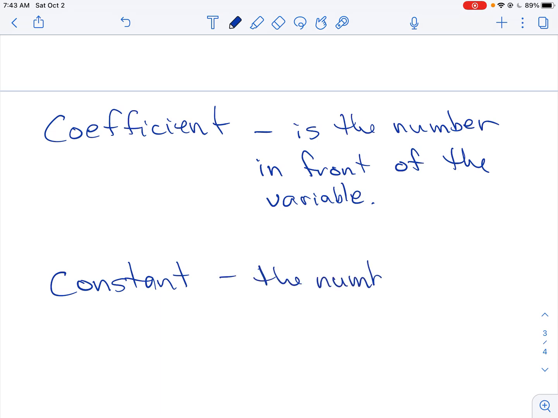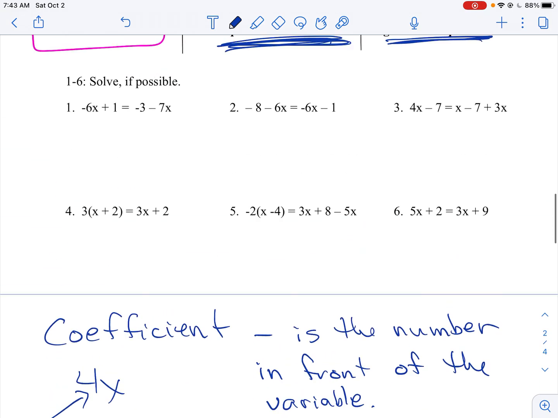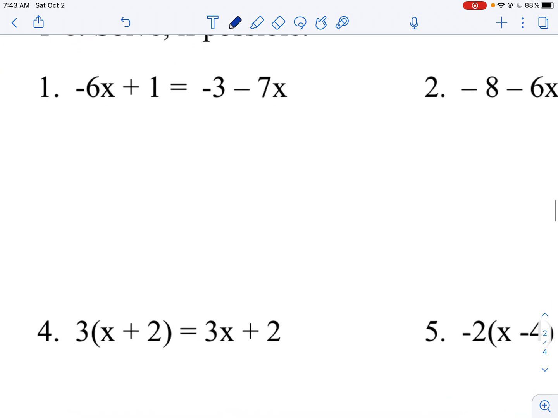the number without the variable. So coefficient, if I had 4x, the 4 is my coefficient. If I have a constant, the constant just stands alone. It's just a regular number. Okay, so let's do these problems.